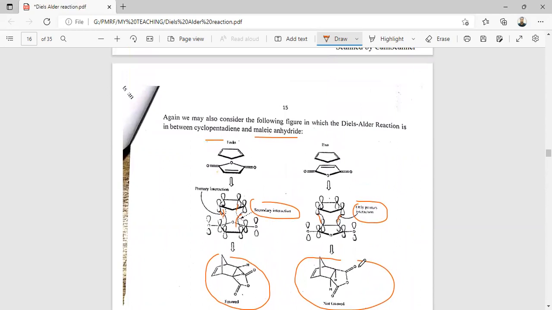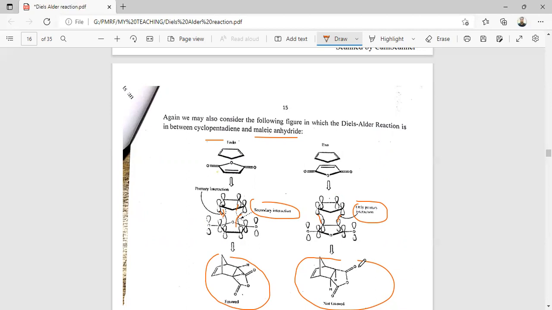So from this summary till now: first, an electron donating substituent on the diene and an electron withdrawing substituent on the dienophile make the Diels Alder reaction more reactive. Second, a substituent on the C1 position of the diene will disfavor the Diels Alder reaction due to the steric effect. And in the Diels Alder reaction, the endo product is the kinetically controlled product and the exo product is the thermodynamically controlled product.